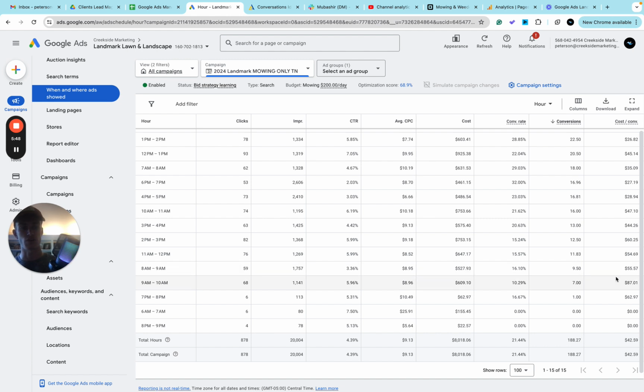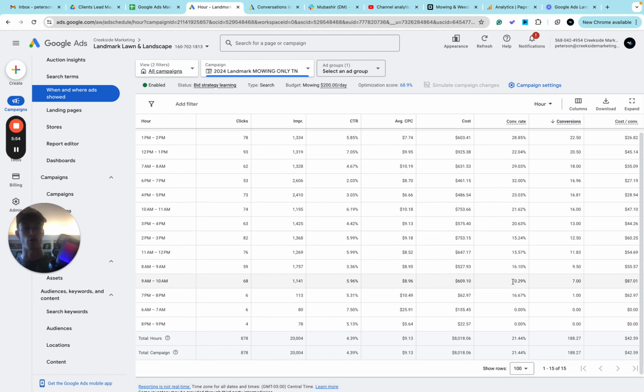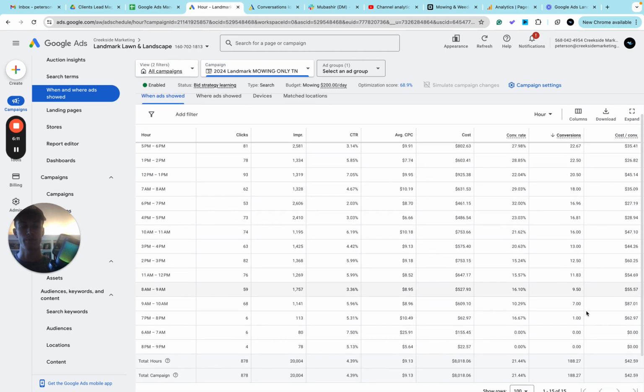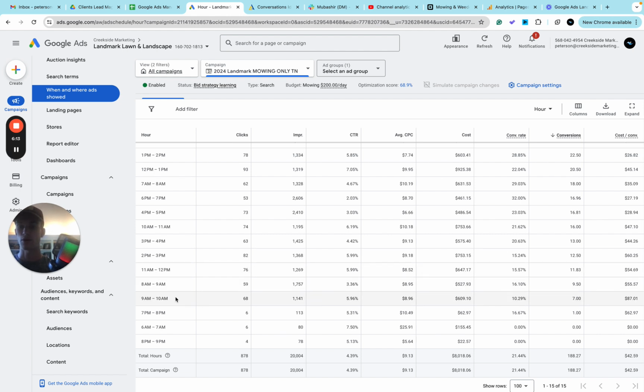So something that we can see right here is that this 9 a.m. to 10 a.m. slot is not performing very well. It's got half the conversion rate that our campaign has on average, and it's also got double the cost per conversion that our campaign has on average. And after looking through the rest of these data points, there's no other time period that comes even close to this poor performance as this 9 a.m. to 10 a.m. spot.